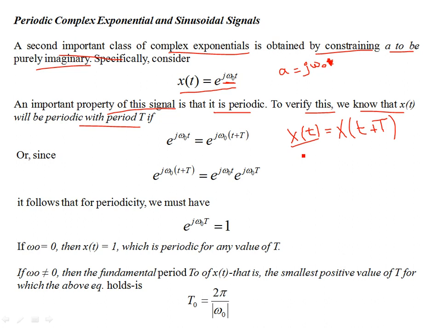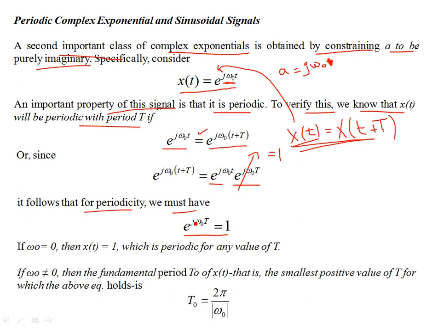Okay, so let's apply this equation to the complex exponential signal to verify if it is periodic. Then in that case, e^(j omega naught t) is my x(t), and if I add capital T in the argument, then I have this case. And this should be equal if it is periodic, right? So e^(j omega naught (t plus T)), and then you can bifurcate into two exponentials. Then this quantity should be equal to 1. So it follows for periodicity that we must have e^(j omega naught T) equal to 1.